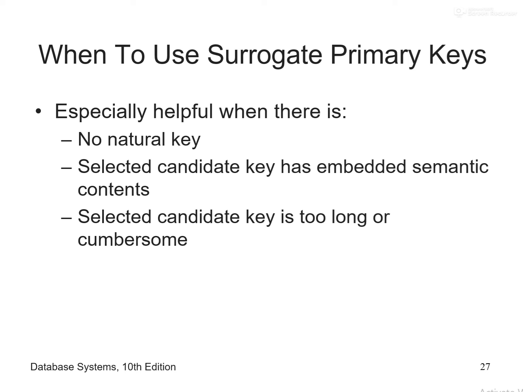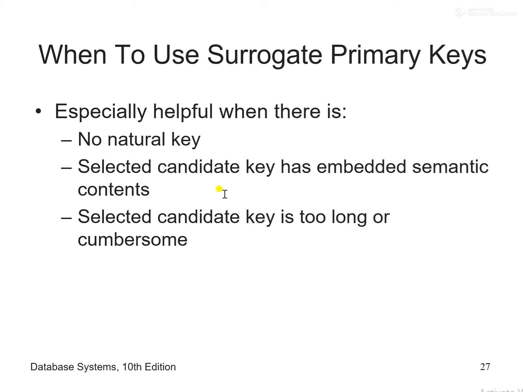Or the selected candidate key is too long. We select a candidate key to work as a primary key, which is a composite key and consists of so many attributes. So in that case we say, oh, this is not a good idea to choose this candidate key as a primary key. We should go for some other option. So that option is using a surrogate primary key.